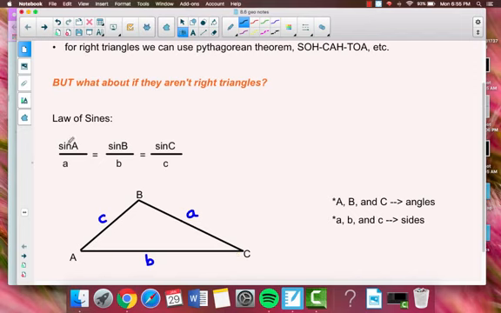Okay, so the one unique thing about law of sines is even though we have three fractions here, when you're actually using the law of sines, you're only going to ever use two at a time, because you want to think of it as a proportion. So you only want two things so that you can cross multiply.